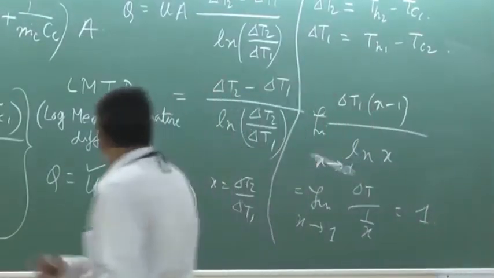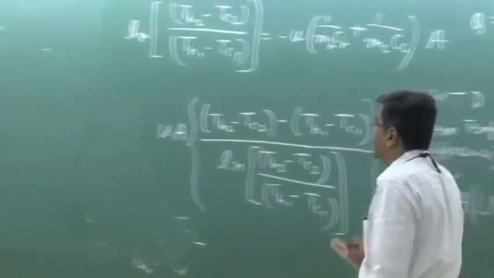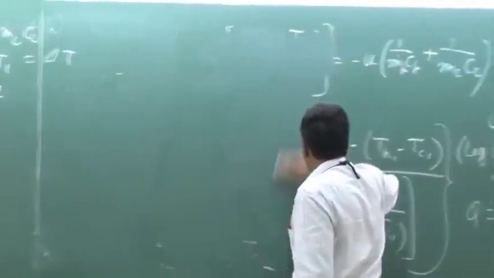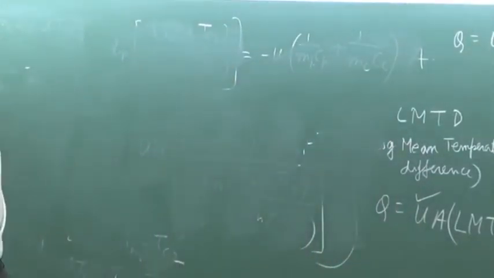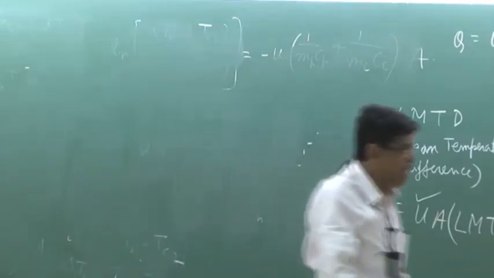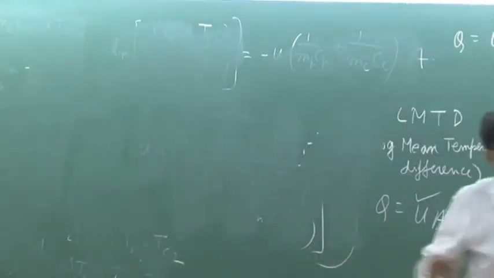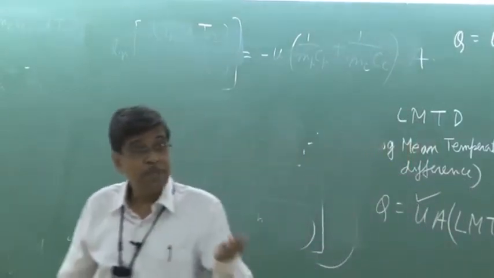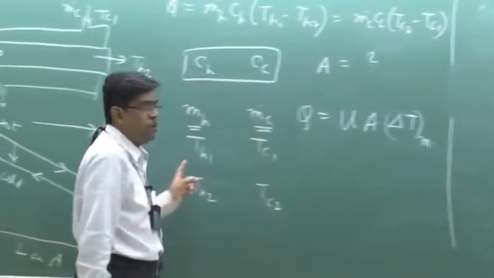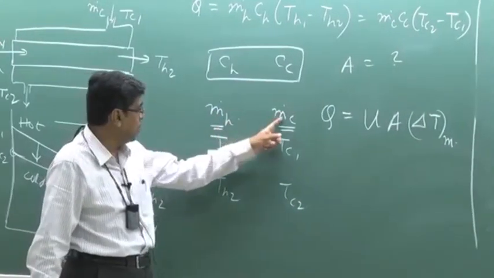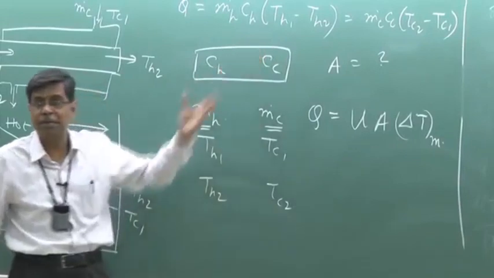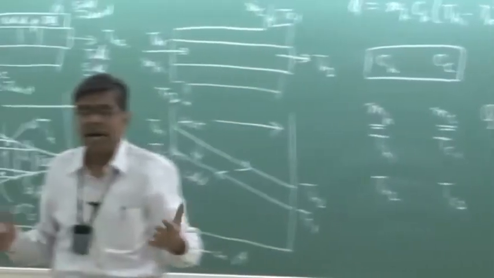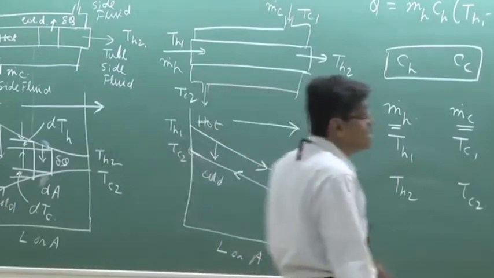Clear? Now another interesting thing comes into the picture. In this rating, the given sizing problem is very simple. But if it is the other way, that means I tell only m dot h, m dot c, Th1 and Tc1. Neither Th2 nor Tc2 is given. That means this is not rated. But I know A. This is known as a rating problem.